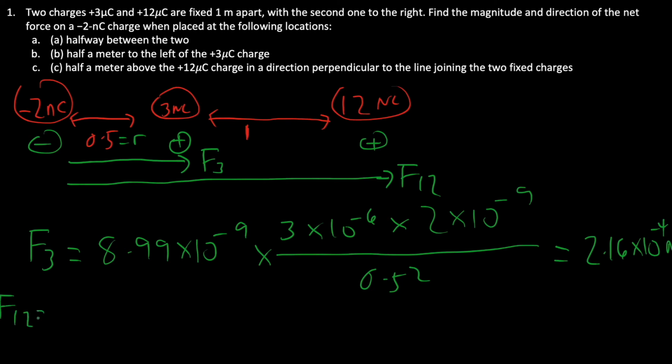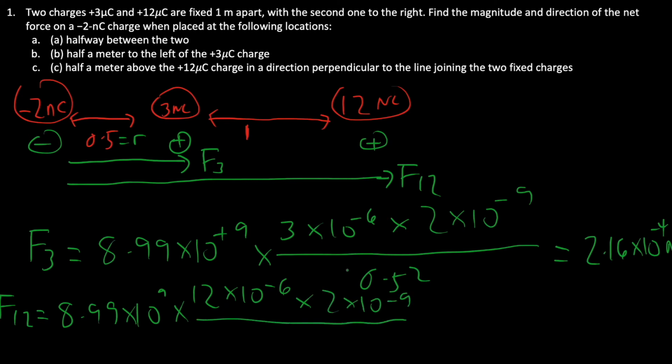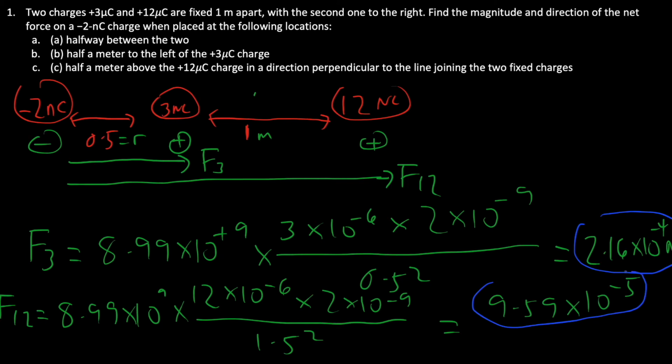And F12 is going to be equal to 8.99 times 10 to the 9th power. Sorry, I wrote a negative sign here. Times the charges, so 12 times 10 to the negative 6 power times 2 times 10 to the negative 9th power, over r squared. So here is 1 meter and here is 0.5 meter, so it's going to be 1.5 squared, which is equal to 9.59 times 10 to the negative 5th power. So here we have the values of F3 and F12.